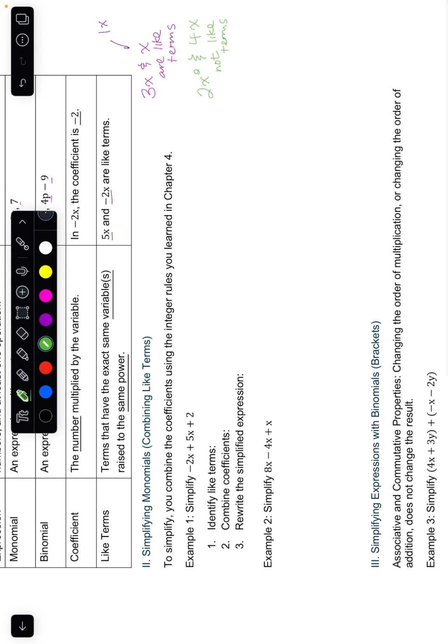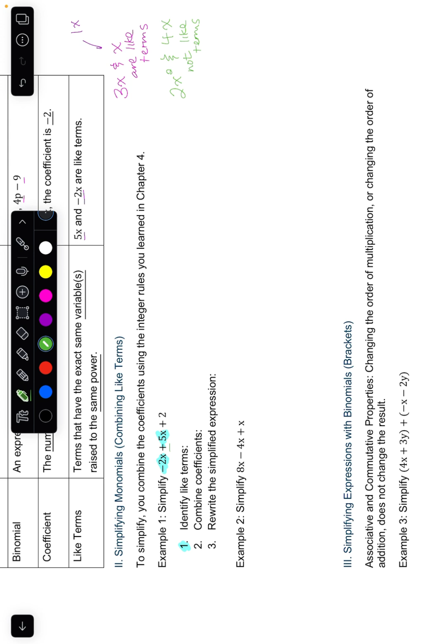So example 1. So it says simplify negative 2x plus 5x plus 2. And our first step is to identify the like terms. And in this case, our like terms are negative 2x and 5x. And we have our operation in between these two is a plus.